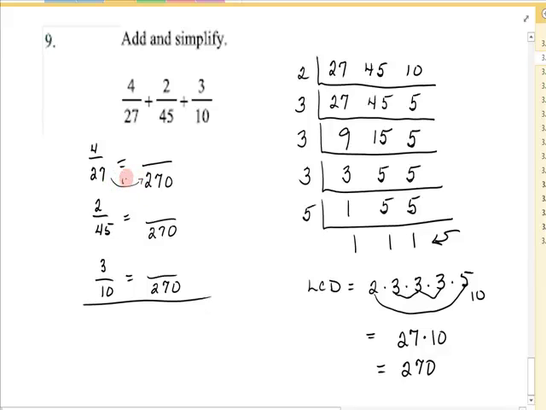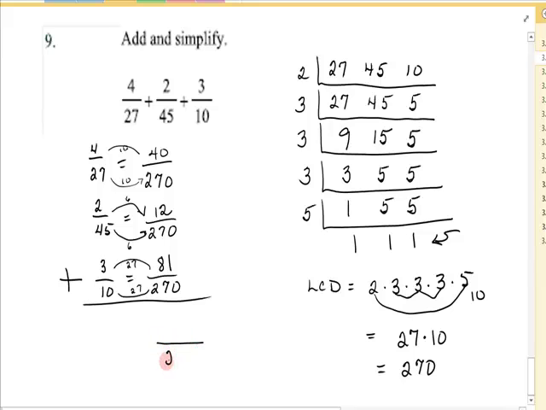27 goes into 270 10 times, and 10 times 4 is 40. 45 goes in there. Well, let's see. I think it goes in 6 times, and 6 times 2 is 12. 10 goes in there 27 times, and 27 times 3, I'm going to have to figure that out. Where will I work? 27 times 3, 21, carry the 2, 3 times 2 is 6, and 2 more is 81. There we go. So now I have an addition problem.